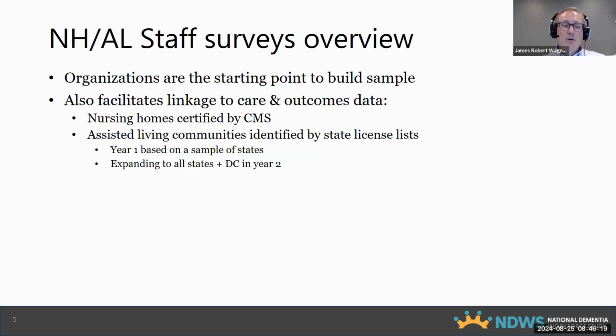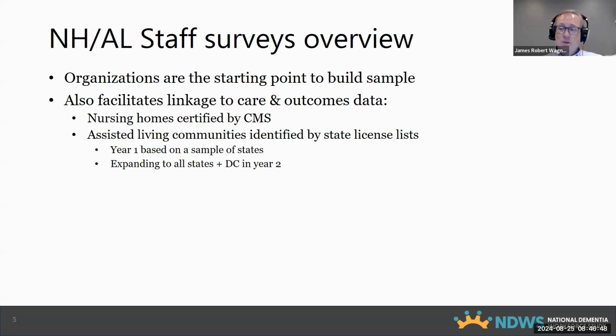Now let's talk about the nursing home and assisted living community staff surveys. So the organizations are the starting point to build the sample. That's that first stage of sampling. But it also facilitates linkage to care and outcomes data. So nursing homes are certified by CMS, and assisted living communities are identified by state license lists. So that gives us ways to build the frame from data at the federal level or at the state level.